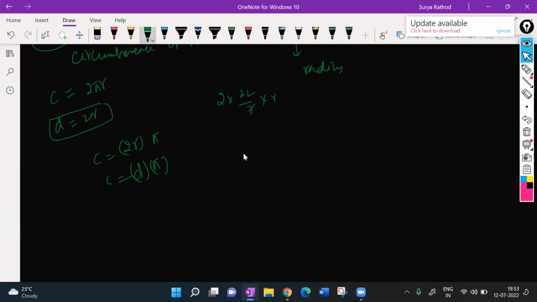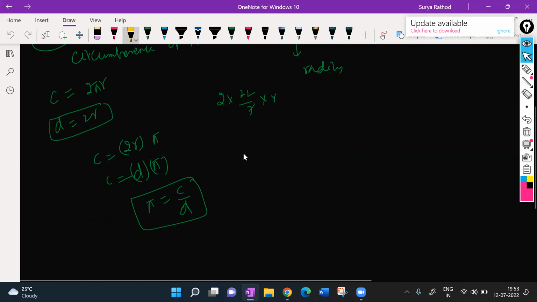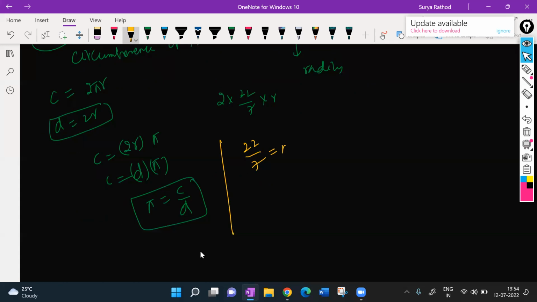Now pi is equal to c by d, you are getting or not? This is how you said that the ratio of the circumference and diameter is an irrational number. So here pi is nothing but 22 by 7.